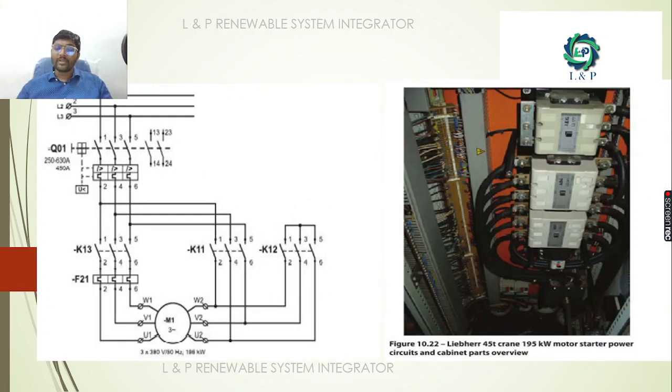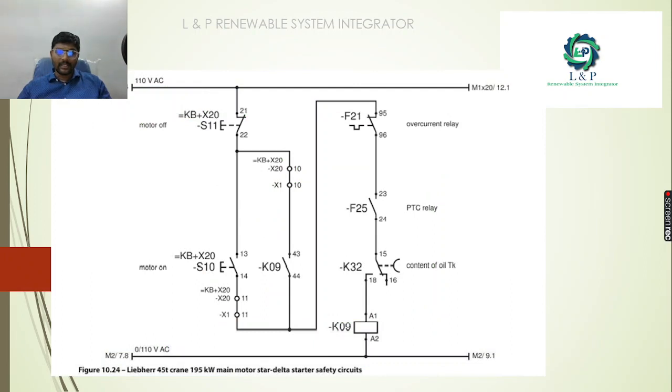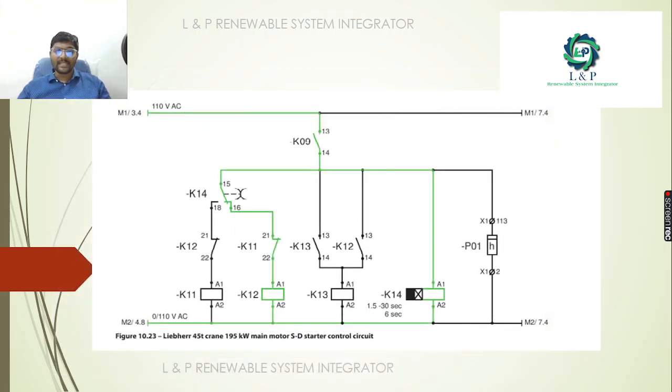Okay, and also if you're planning to control a crane which has a motor of around 195 kilowatt, then you can use this configuration, you can use this wiring diagram. This is the star delta starter safety circuit for 195 kilowatt crane, and this is the main motor star delta starter control circuit for 195 kilowatt crane.